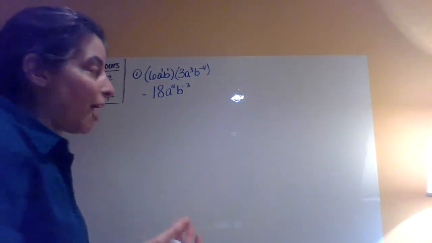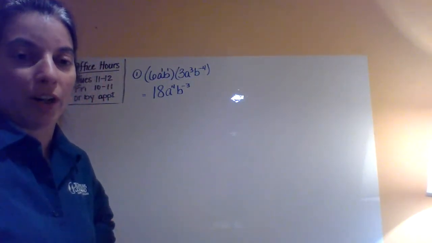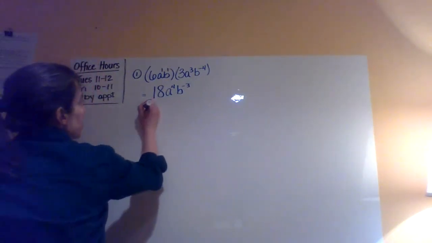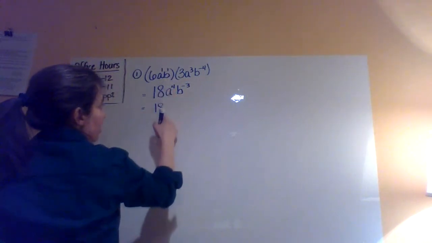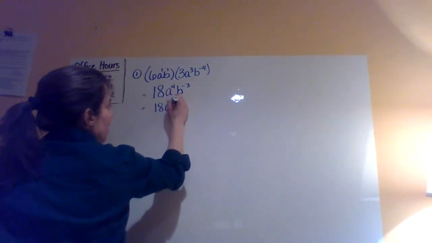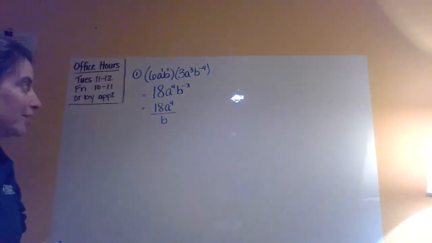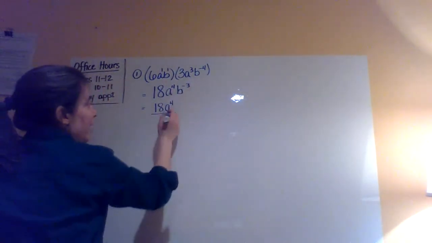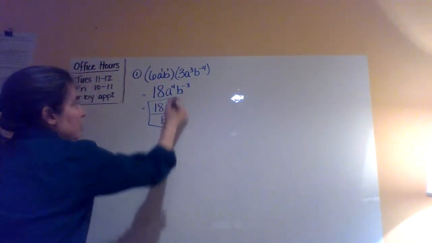Now, this would be fine, except it said that we want to have only positive exponents in our answer. So I go through here, because I see that I have a negative. So 18 is to the first power. That's going to stay where it is. A to the 4th is to a positive power. That's going to stay where it is. B to the negative 3rd has to move. It's going to go to the bottom, and it will be b to the positive 3rd.